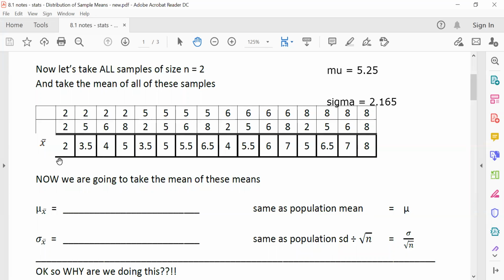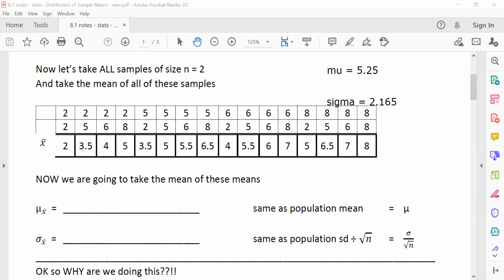But then we're going to do something kind of strange. I'm going to take the average value of all of these average values. I'm going to take the average of 2, 3.5, 4, 5, 3.5, 5, 5.5, 6.5, and so on. The reason is that we're going to find an interesting connection here.